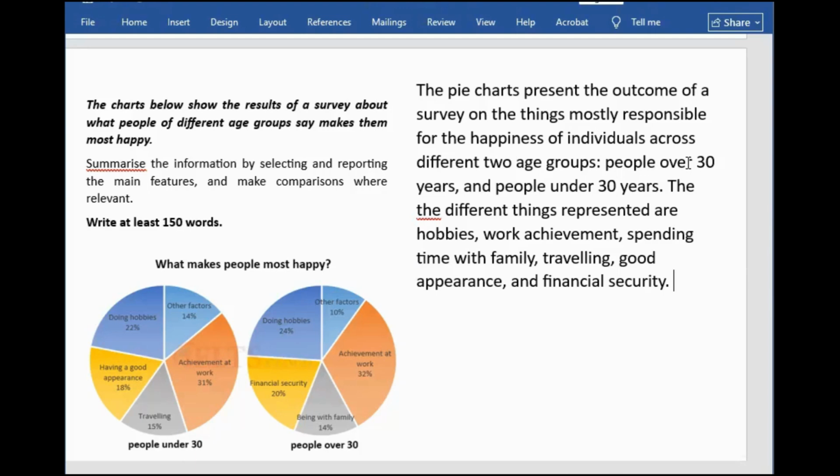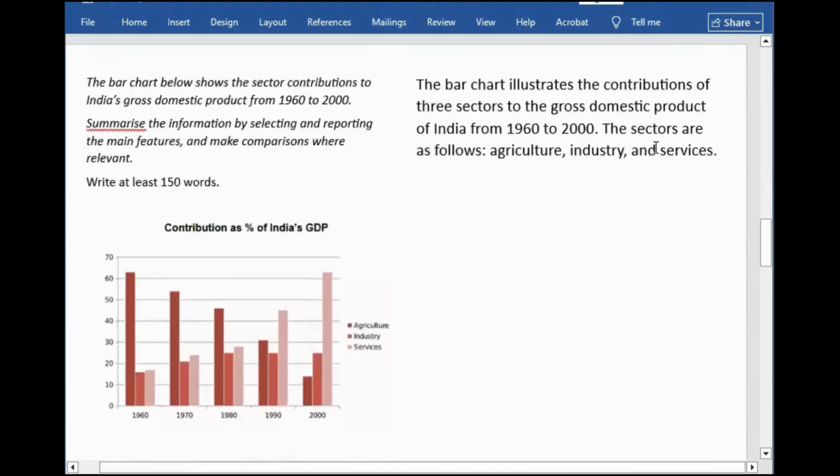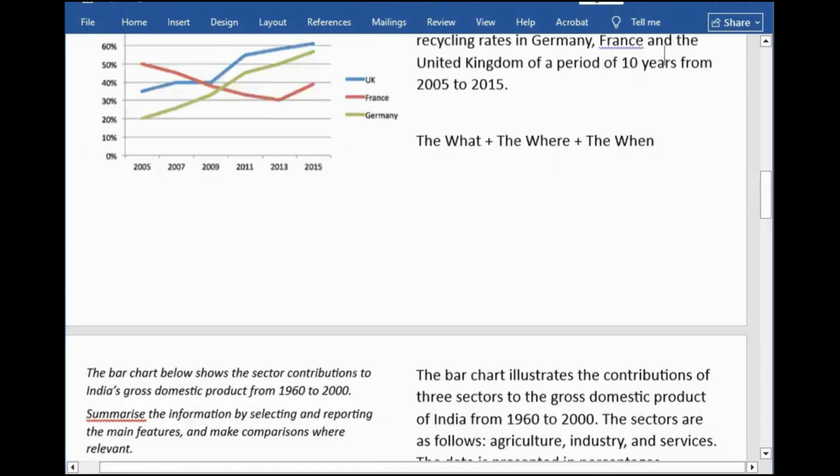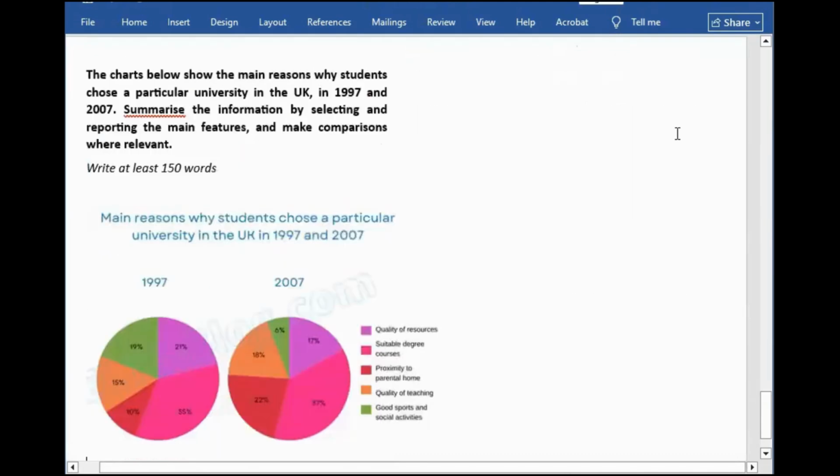So in this case now, usually when you have percentages, you write something like this: the information is presented in percentages. That helps us to present the units. Okay, the same thing here. I will put something like this: the data is presented in percentages. Same thing with this one now. This one too. The data is presented in what? Percentages. Okay, same thing with this first one. So I think there's one more. All right, let me do this last one, and I will move to overview.